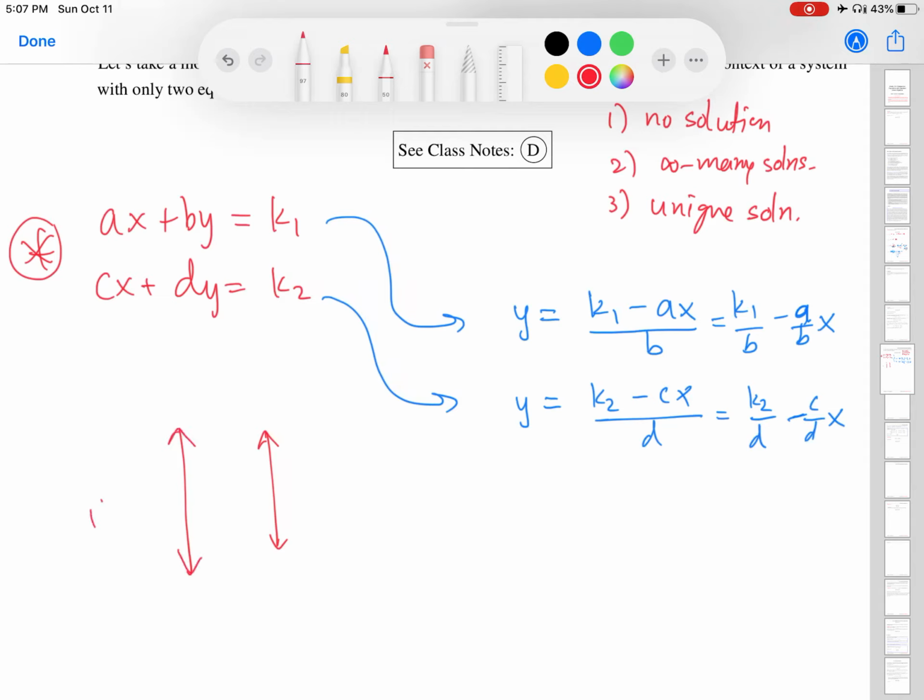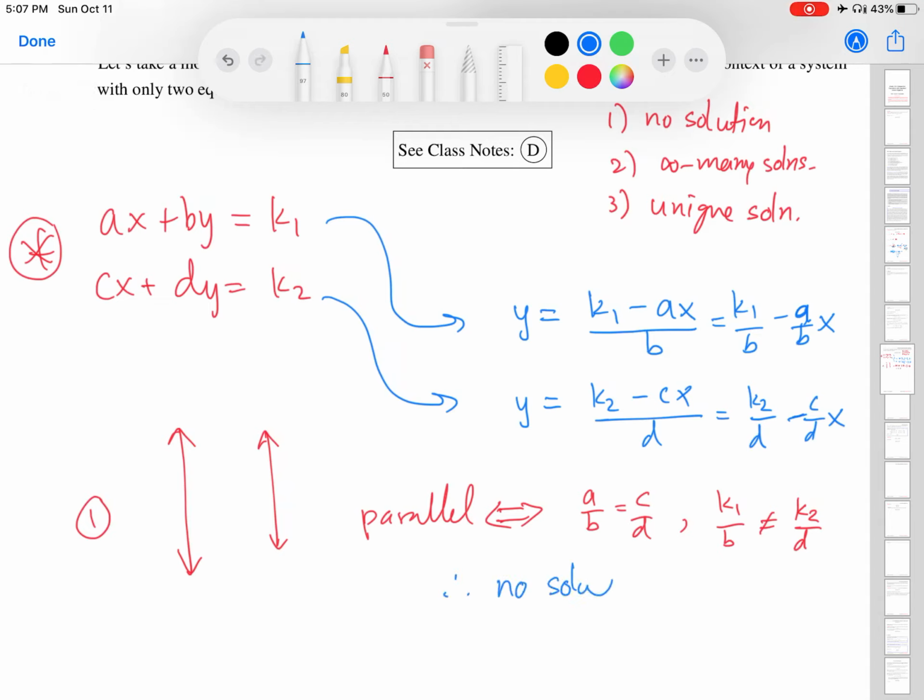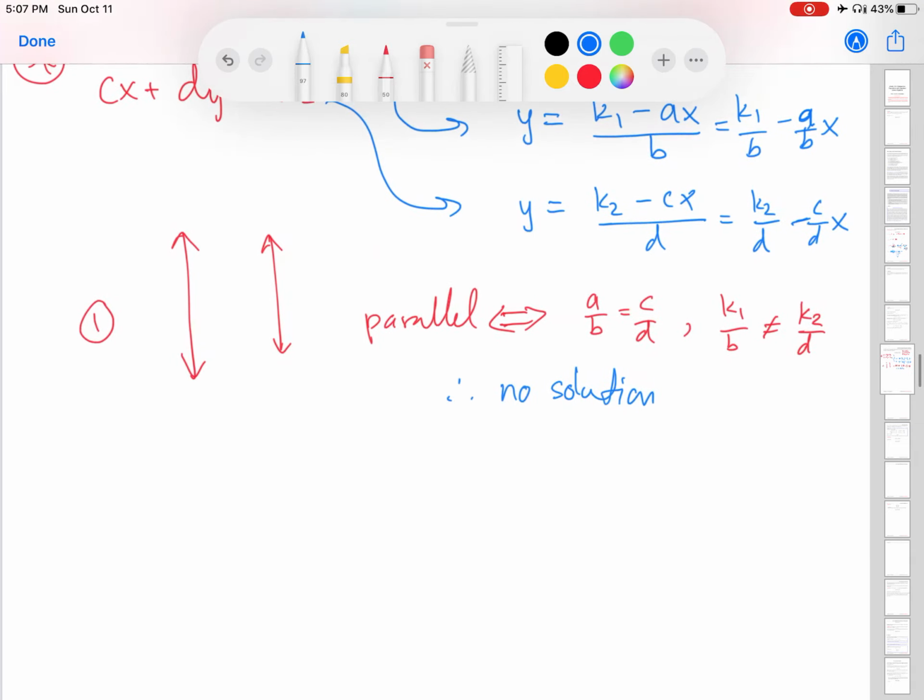Well, this is the first thing that can happen. The lines can be parallel. This happens if they have the same slope, a over b equals c over d, but they have different y-intercepts. Then you can see that the lines are never going to intersect. Therefore, there will be no solution. There is no point x comma y that is on both of these lines when they're parallel.